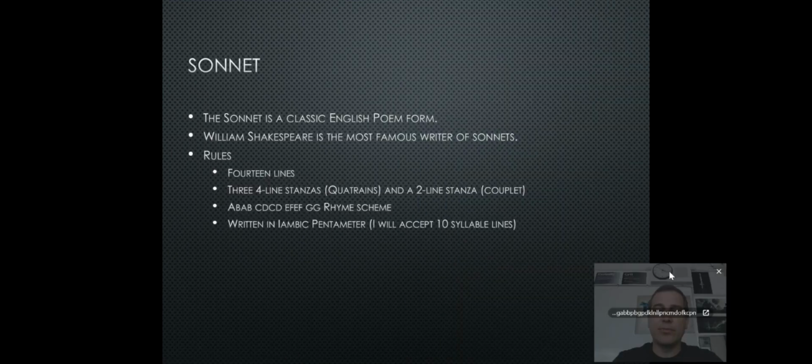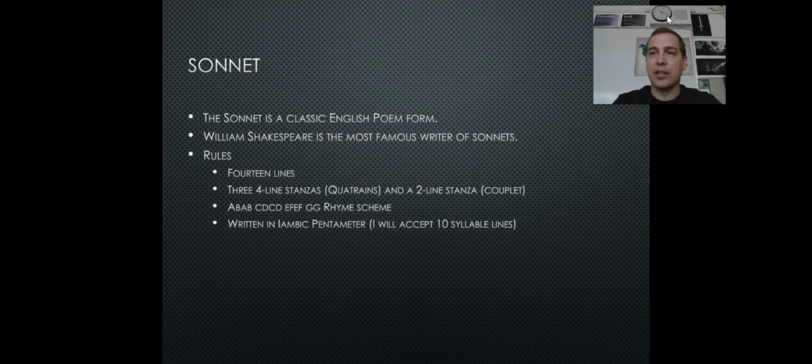And so the sonnet is really kind of the classic English poem. Shakespeare's really well known for writing these. This is a 14-line poem that has three 4-line stanzas, also called quatrains, and a 2-line stanza at the end called a couplet. It's called a rhyming couplet. It has a very specific rhyme pattern where it's A, B, A, B, C, D, C, D, E, F, E, F, G, G. And then it's written in iambic pentameter.